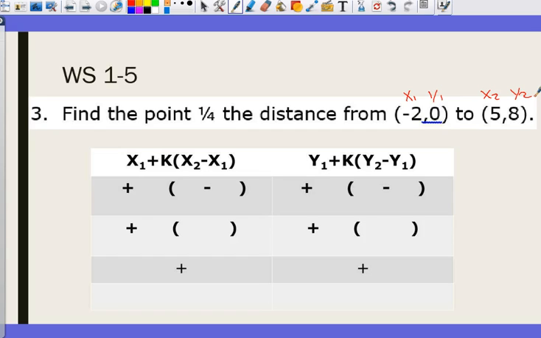All right, because all you have to do now is plug it in. What's our K value? Raise your hand if you think you know what your K value is. I'm waiting for new people. You're new. What's our K value? Good job, 1/4.